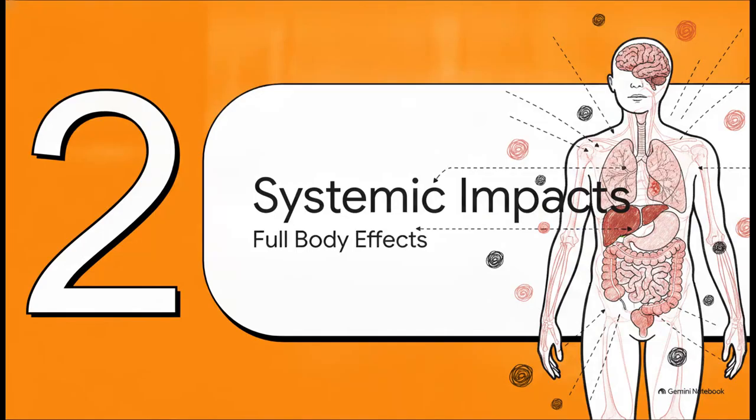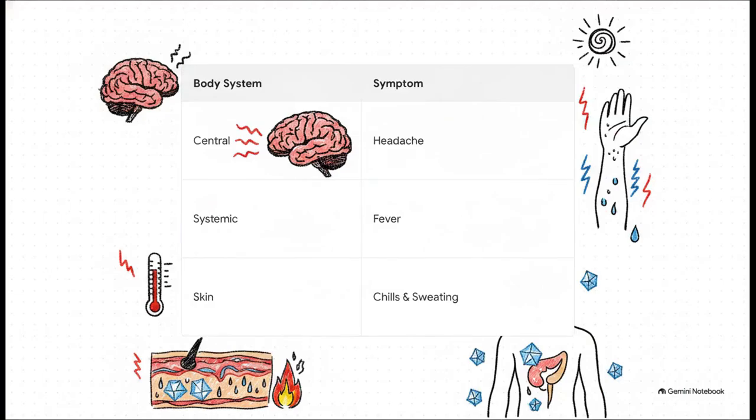Part 2. Full-body systemic impacts. Now, what's really interesting about this slide is how cleanly the pure chaos of an infection can actually be categorized. We've structured the text from the diagram right here. Look at how the central system reacts with a headache, the systemic system throws a fever, and the skin reacts with chills and sweating. The disease isn't just attacking on one front. It's simultaneously triggering your neurological center, cranking up your internal core temperature, and causing your skin, your largest organ, to just wildly fluctuate between freezing chills and intense sweating.